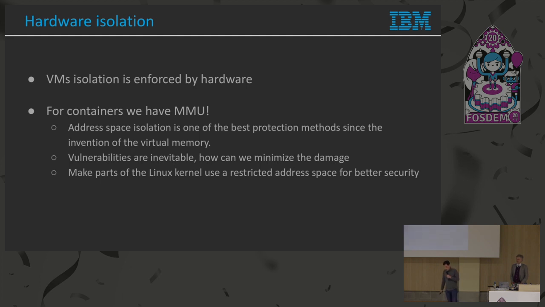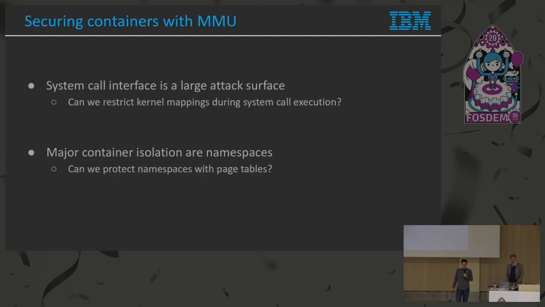For that, we are proposing to use restricted address spaces to allow better isolation of privileged contexts of different tenants in the system. The container's attack surface is the entire system call interface of the Linux kernel, which is about 400 plus system calls. So the first question we asked ourselves was, what can we do to make system calls less vulnerable, or at least less exposing the rest of the system to the attacker?